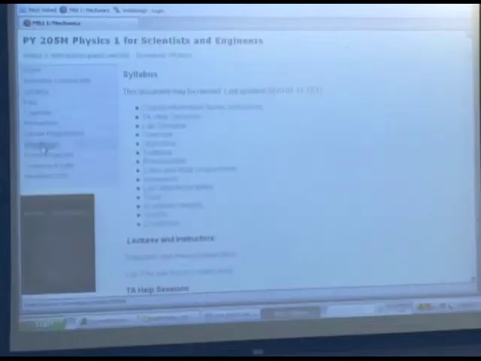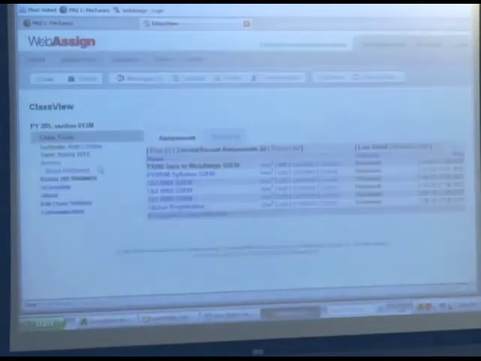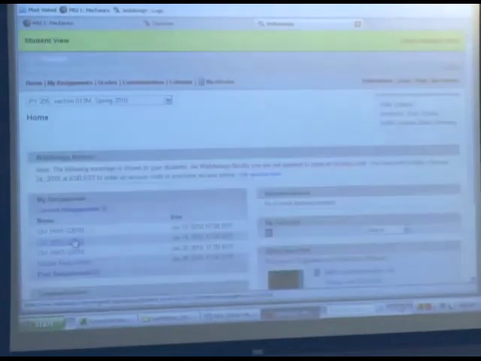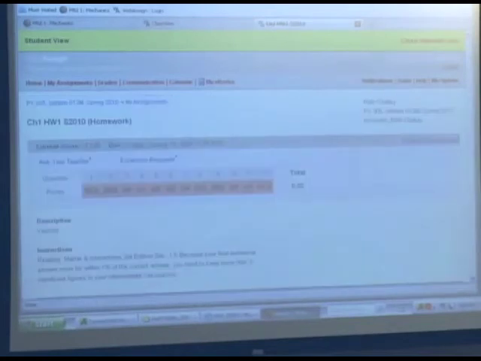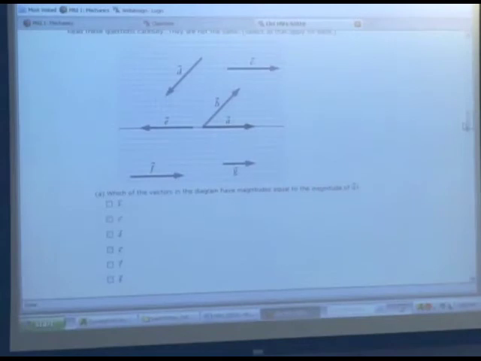What do you do if you are in WebAssign and you have a question about a problem? There's a link. So let's be a student here. So I'm a student, and I want to continue my trial period. So I'm working on chapter one, homework one, and here is a problem, and I have no idea what the answer to this problem is.